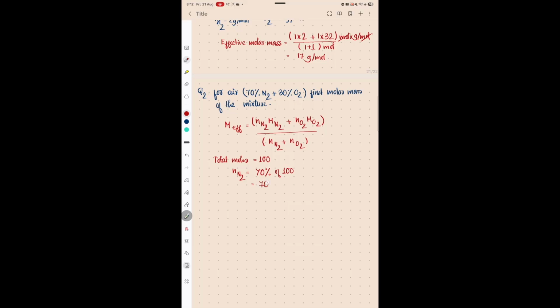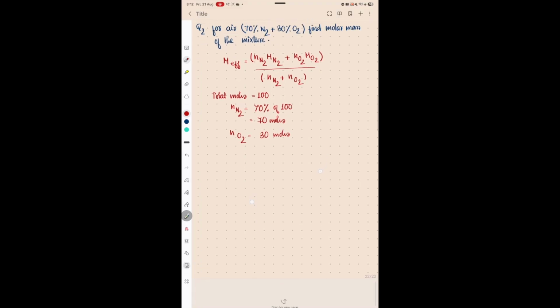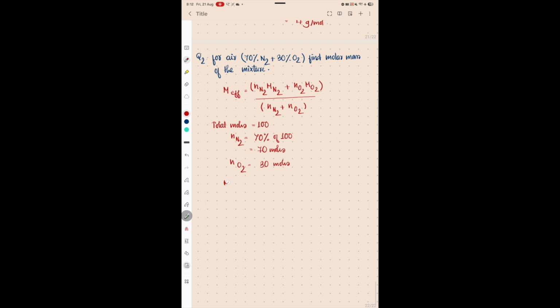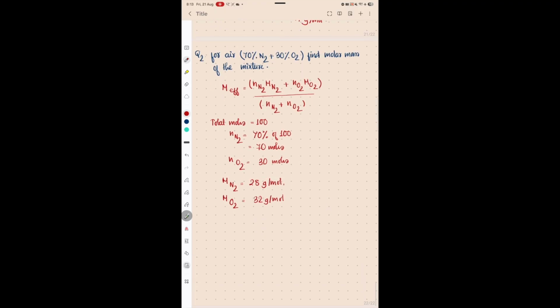That will be 70 moles, right? And n of O2 will be how much then? 30 moles, right? And we know that the molar mass of N2 is how much? 28 gram per mole, and the molar mass of oxygen, how much? 32 gram per mole. So putting all the values in the equation, what will we get?